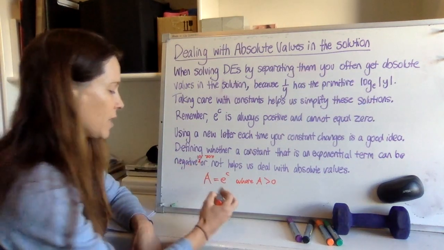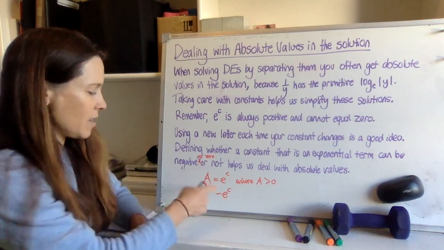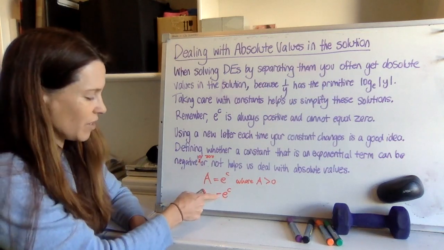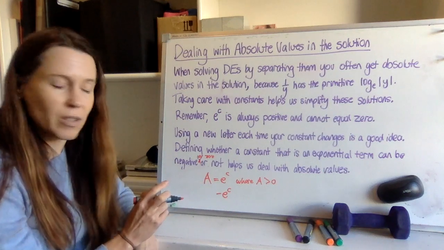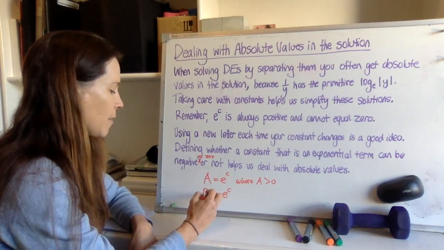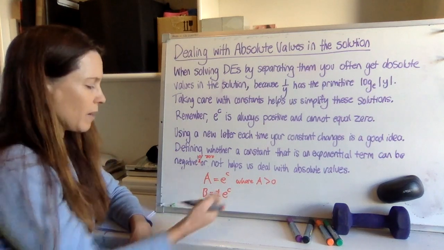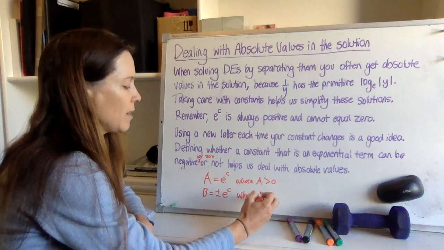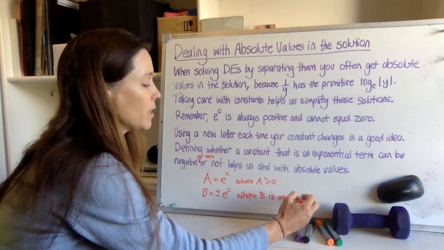But if you have something like negative e to the power of c, then this is still an exponential term, and it can definitely be negative because it's got this great big negative sign sitting out the front. Now, if you want to allow your constant to be either that or that, then you could give it a new letter, call it, say, b, where b might be plus or minus e to the power of c. And in this situation, you're saying that b can actually be any real number. So where b is any real number, including 0.